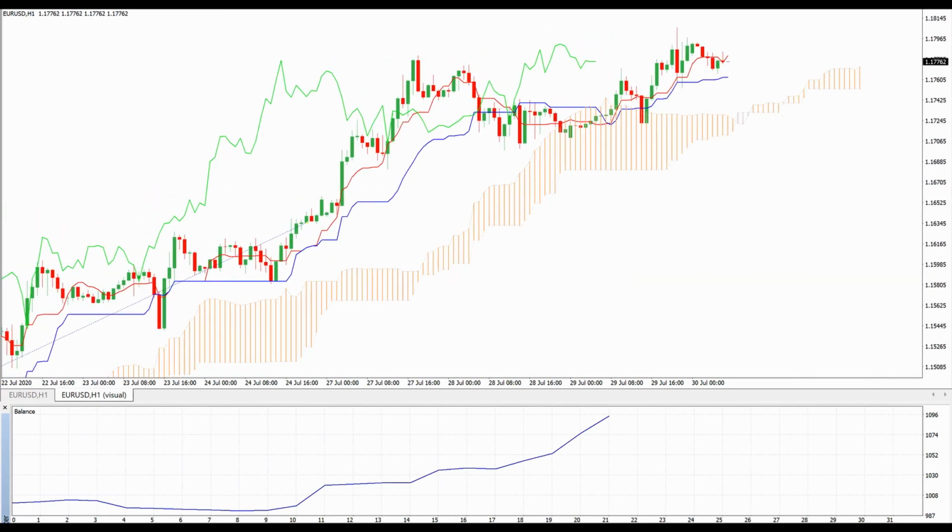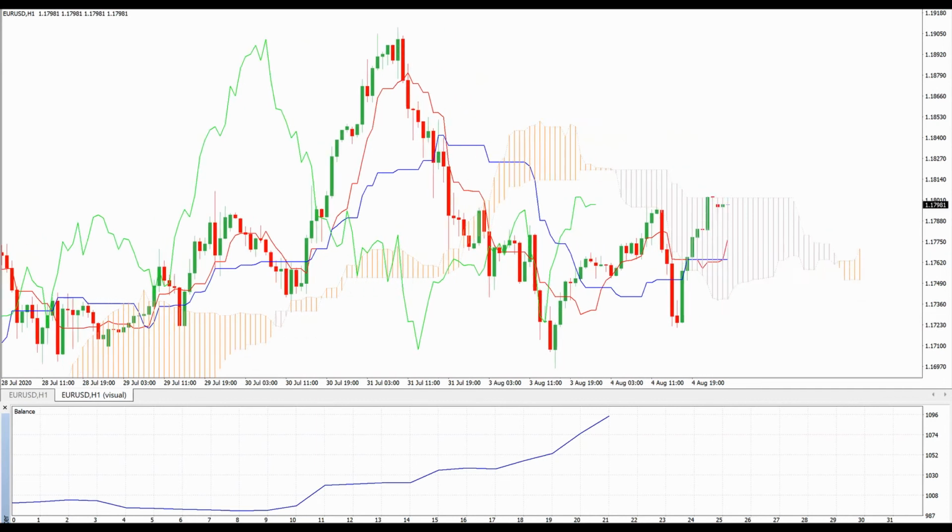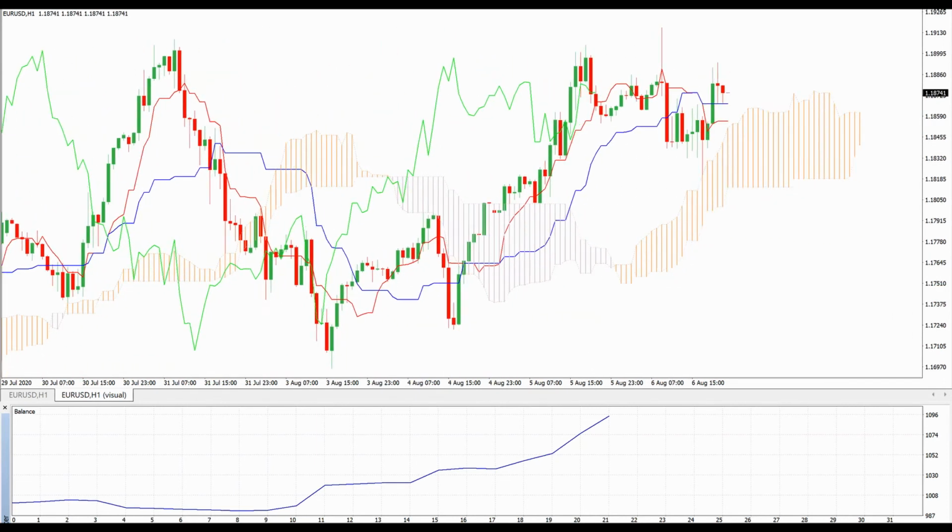Now you can decide how good this Ichimoku strategy is. We are going to make expert advisors with 2 indicators in our next series.